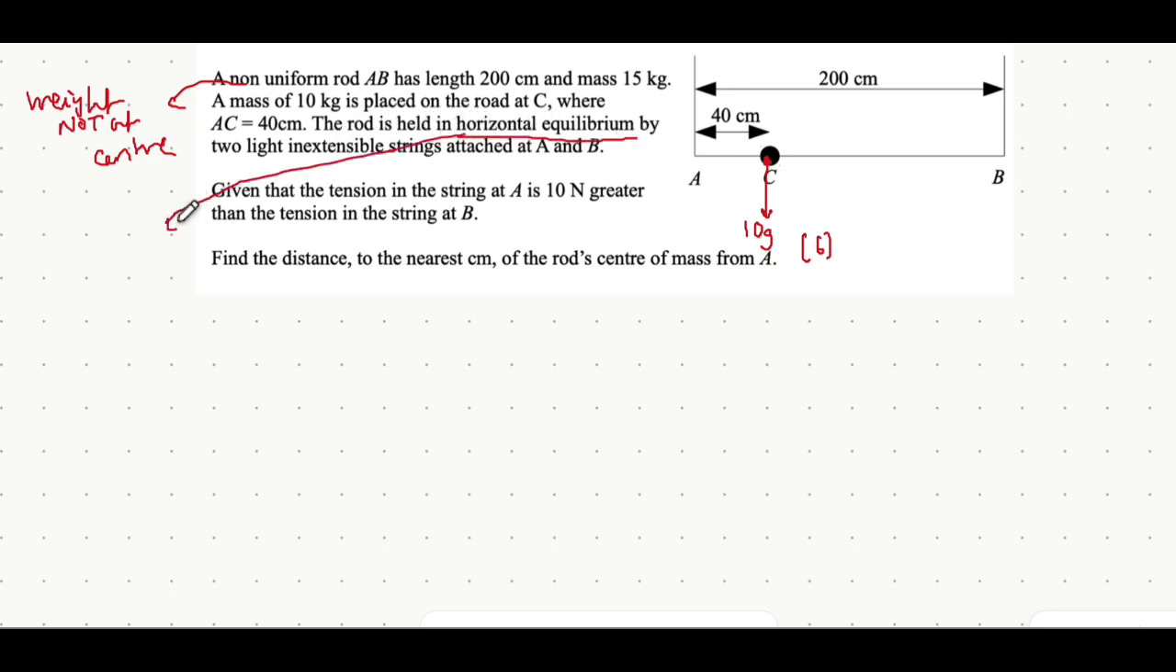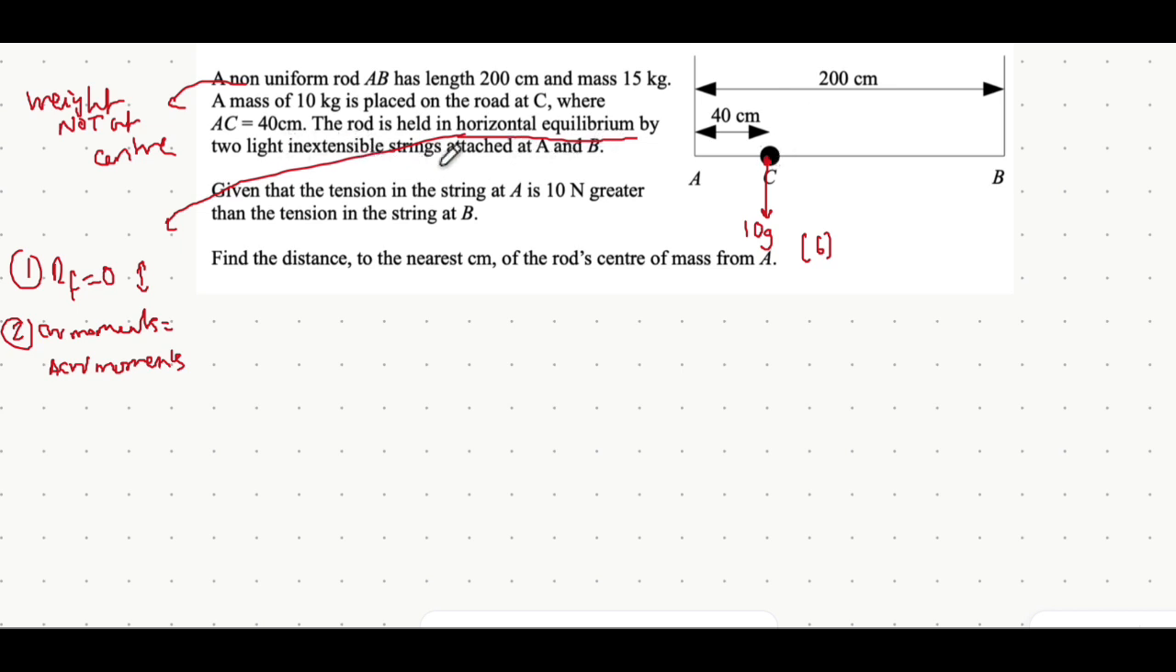Now that always means two things. First of all, that the resultant force is 0 vertically. On top of that, it means that the clockwise moments about any points are balanced by the anti-clockwise moments. If this wasn't the case and the clockwise moment was larger, then it would sort of rotate clockwise and it wouldn't be in horizontal equilibrium.